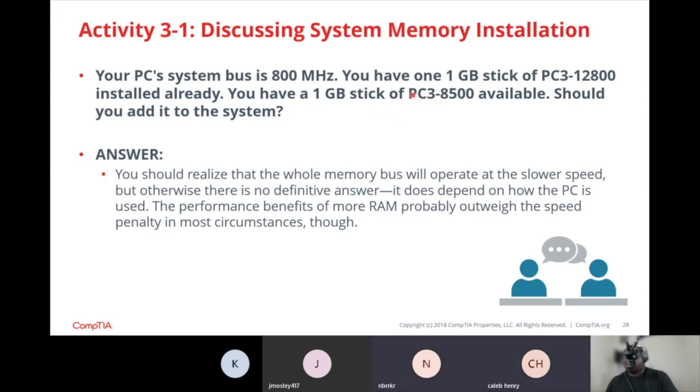So does that mean you would have 2 gigs operating at the PC3 8500 speed as opposed to the 1 gig at PC3 12800? Well, as I said, it's the performance benefits. Will it outweigh the speed? If you're getting more RAM, do you need more speed? Should the RAM be operating faster, or is it going to benefit you to have more of it? So you would weigh those issues, whether I benefit from having more RAM or from having faster RAM. Okay. Got it.